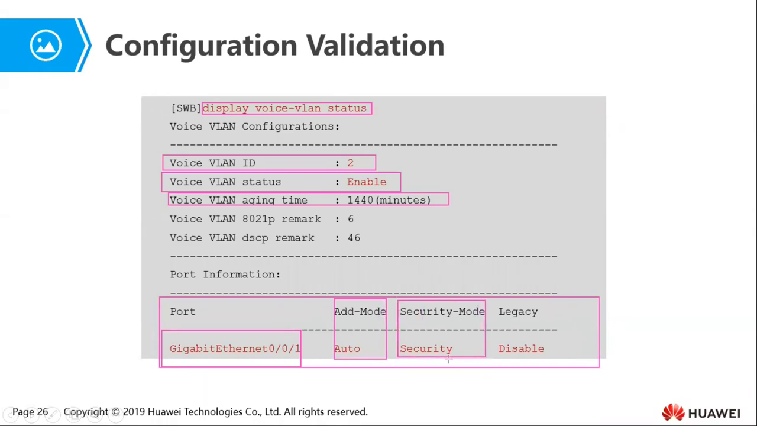The security mode will be set as security if you specify the source MAC address the way we did in the previous slide. So that each packet that enters the voice VLAN must be checked if it matches the organizational unique identifier. For example, if you're having Huawei IP phones, you'll have a particular organizational unique identifier that you'll need to configure in your switch. So the security mode can be used to protect the voice VLAN against attacks by invalid packets. So that one is important.